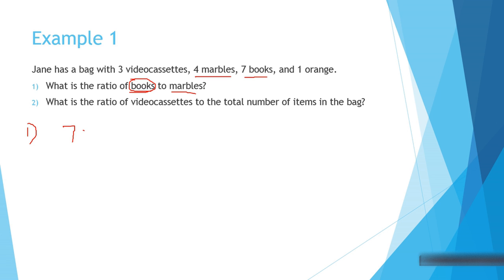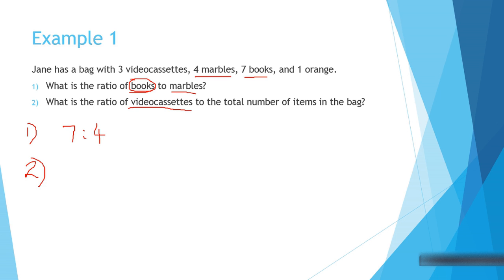So let's move on to the next question. What is the ratio of video cassettes to the total number of items in the bag? So we need to know two values. One is the number of video cassettes and the other is the total number of items in the bag. So we already know the number of video cassettes is 2, and we need to calculate the total number of items in the bag.